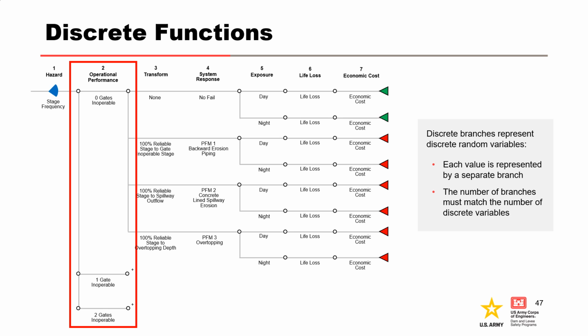In this example, the discrete random variable is Tainter gate inoperability for a spillway containing 2 Tainter gates. As such, 3 discrete function branches are required: 0 gates inoperable, 1 gate inoperable, or 2 gates inoperable. As with the continuous function, the probabilities of the discrete function branches emanating from a single discrete variable must sum to 1, making them mutually exclusive and collectively exhaustive.